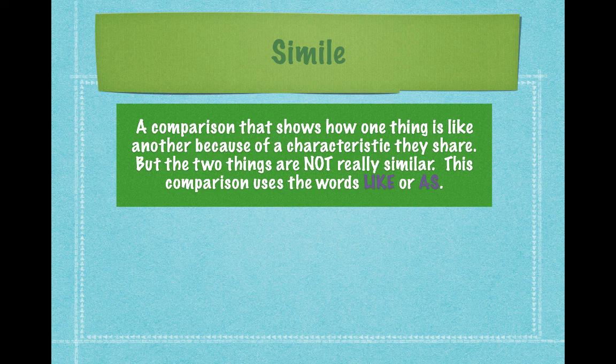Boys and girls, today we're going to be talking about the difference between similes and metaphors. Similes and metaphors are both ways that you can compare things that are not alike. So a simile is a comparison between two things that really are not very much alike at all, but they share a similar characteristic. They also use the words like or as.